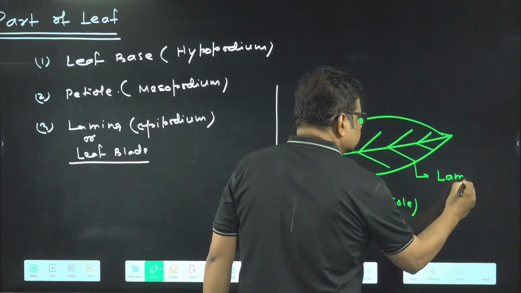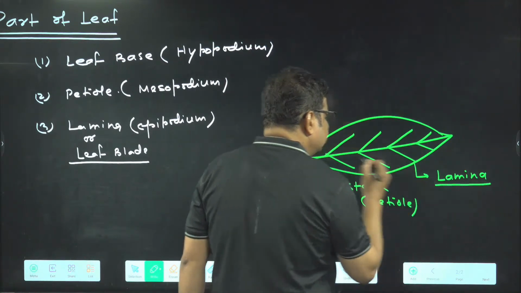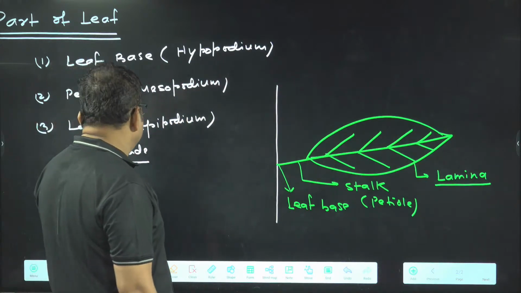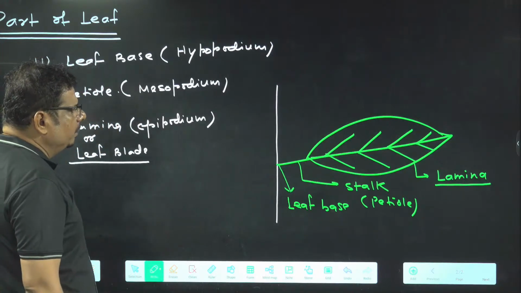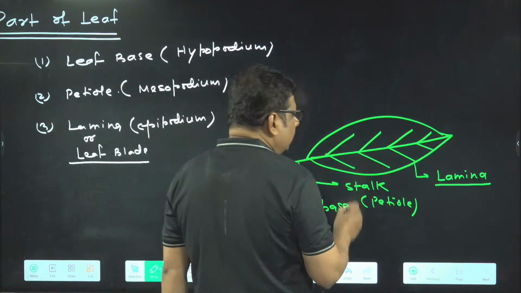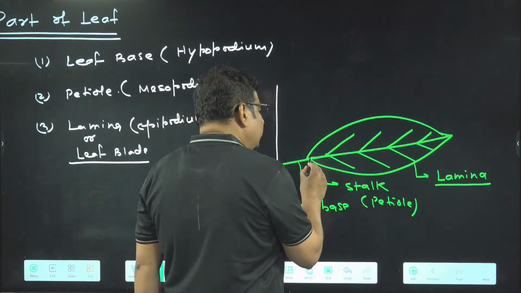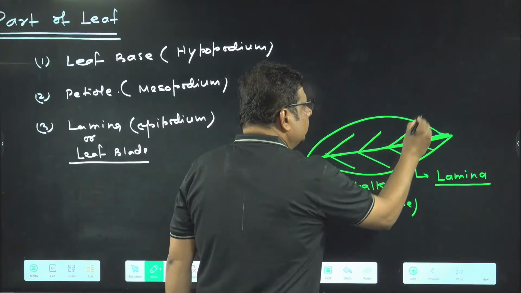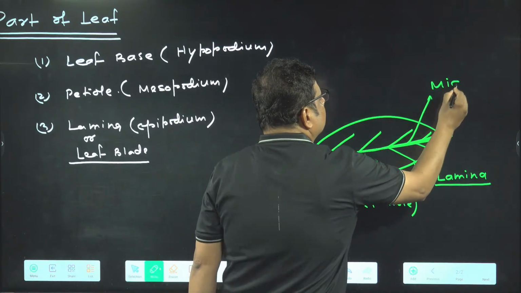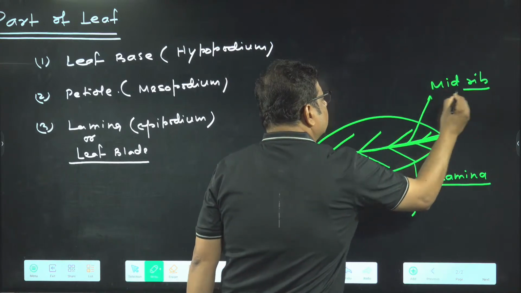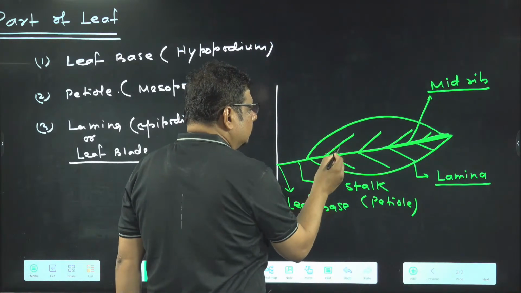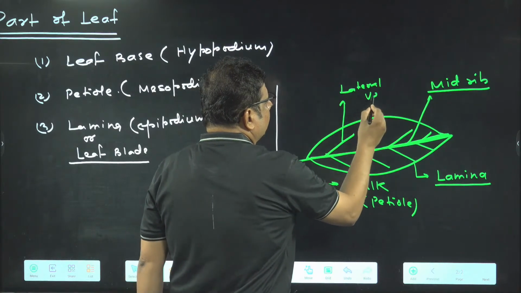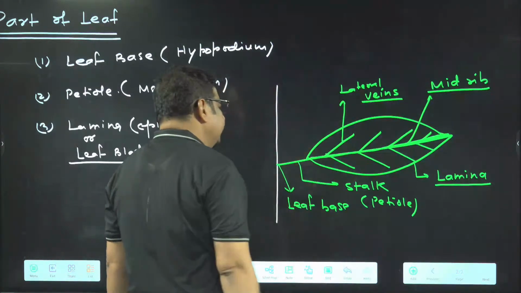And the flattened structure is which one? Lamina. Lamina of the leaf. These are green and flattened structures. It is also called which one? Leaf blade, or you can say epipodium. So in the lamina, what is there? Veins are there. So the middle prominent vein present in the lamina is called what basically? Midrib. And these are the lateral veins. Getting the idea or not?